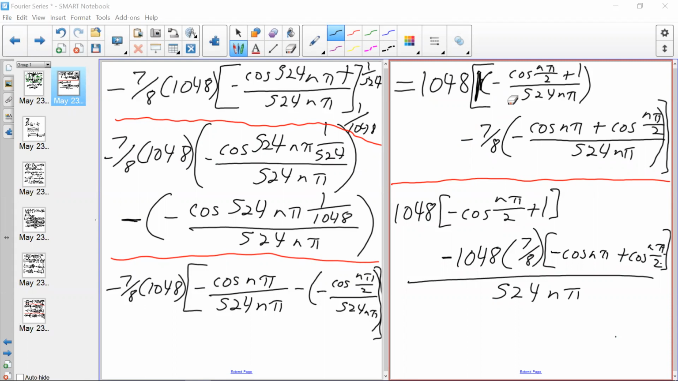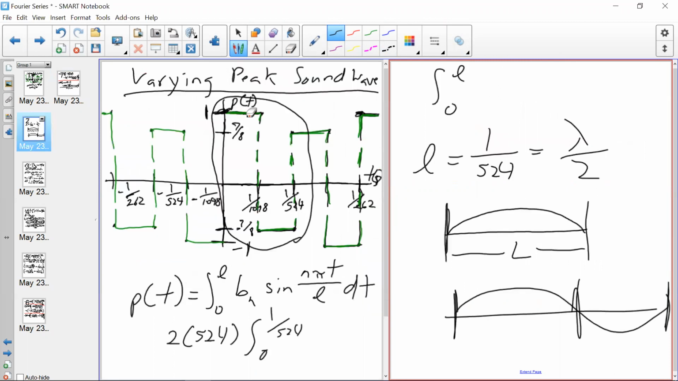So what I'm doing here, again, just to go back over things, we took the integral of the first part, and this is the result of the maximum part of the function, which we'll see right here up top. This would be the maximum, but the limits are from 0 to 1 over 1048, and this is the minimum part, and the limits are from 1 over 1048 to 1 over 524.